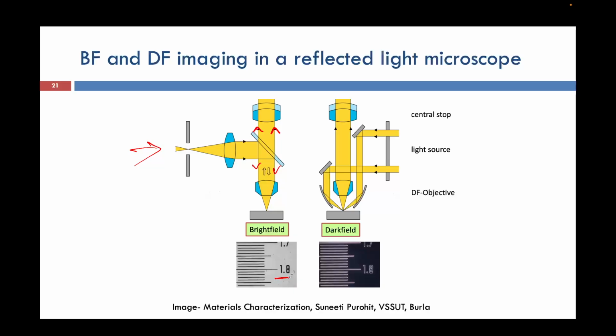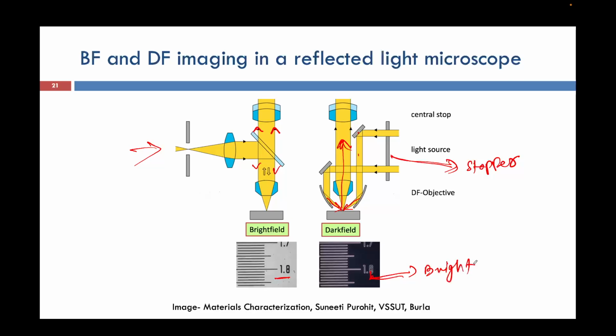Similarly, in a dark field image, I am trying to block as much of the central illumination as possible, so that is why I have put a stopper here. The light source will only go through this, angling to this one, and then finally the background is dark and the image, this 1.8, is bright.